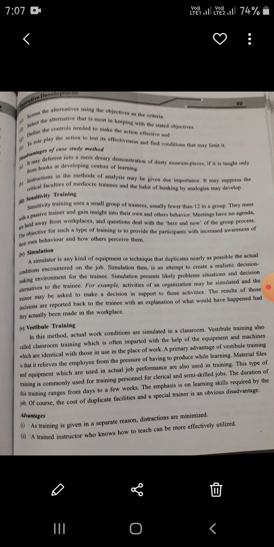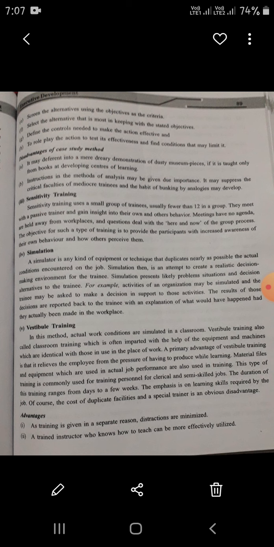Next, simulation, the fourth one. A simulator is any kind of equipment or technique that duplicates as nearly as possible the actual conditions encountered on the job. Simulation is then an attempt to create a realistic decision making environment for the trainee. Simulation presents life-like problems, situations, and decision alternatives to the trainee.